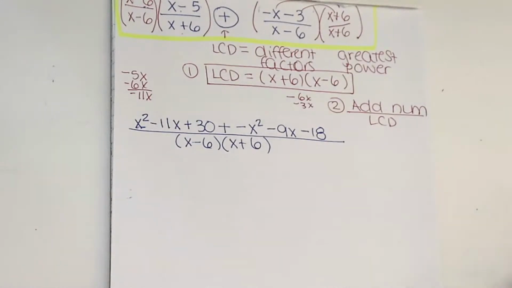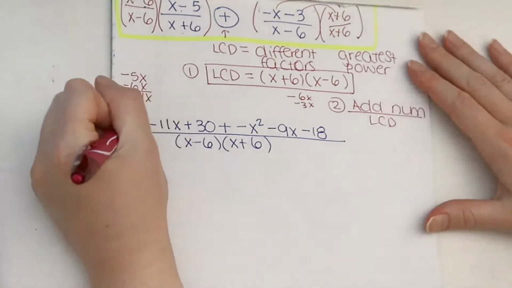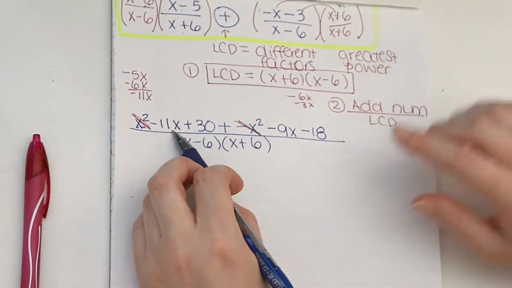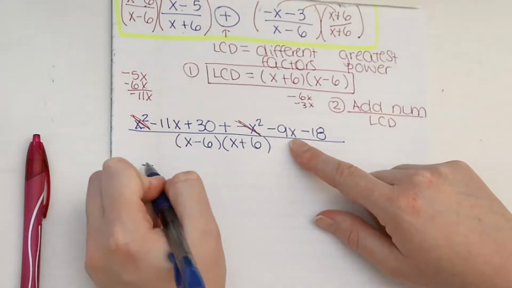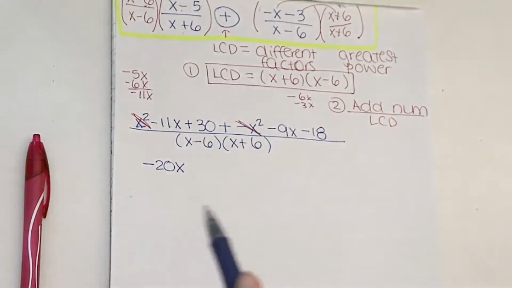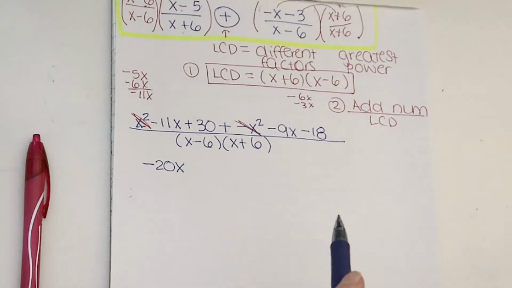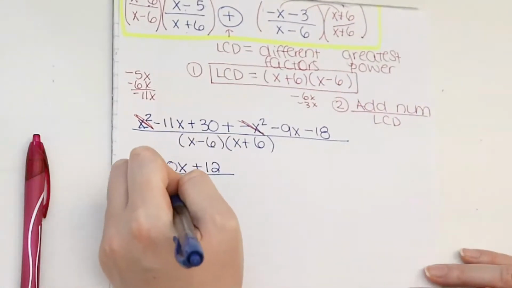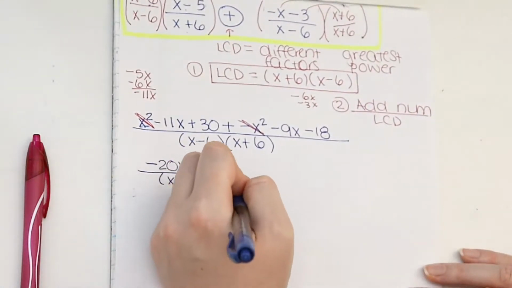Okay, so again, to add the numerators, we essentially have to FOIL out the numerator. And then now that we have these individual terms, we can actually add those like terms. So we'll have that the x squared and the negative x squared cross out. Then you'll have negative 11x minus 9x to get a negative 20x. And then you'll have the 30 minus 18 to get a positive 12 over x minus 6, x plus 6.